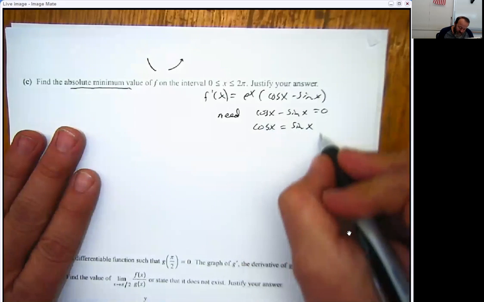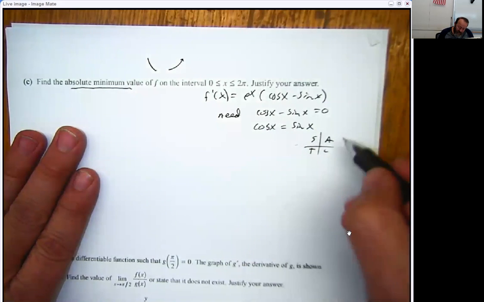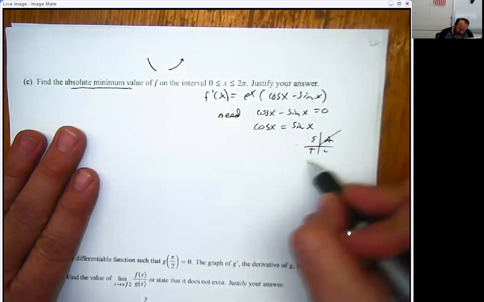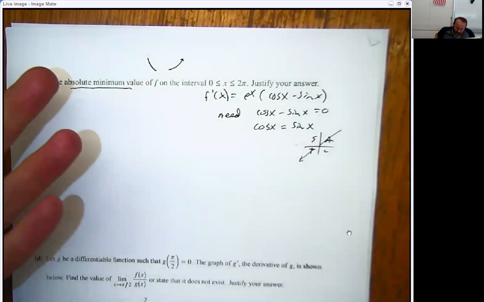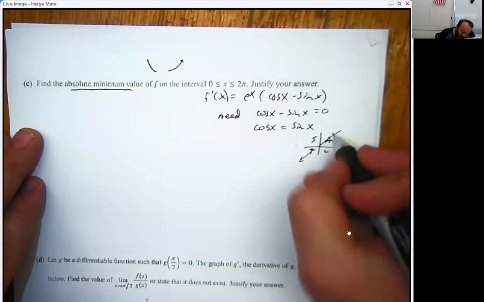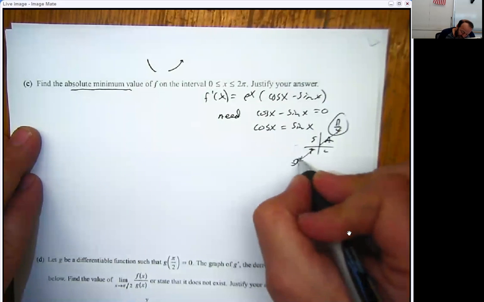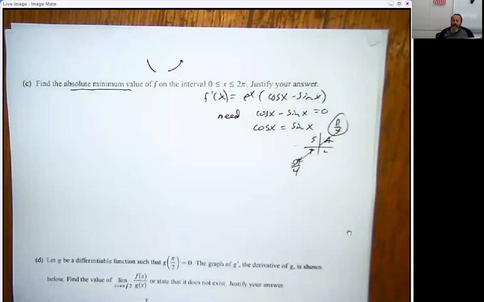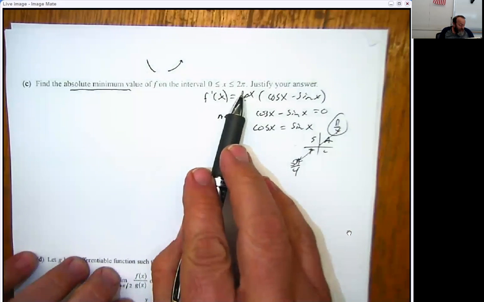Well, on the unit circle, the only place where the sine and the cosine are the same is in the first quadrant and the third quadrant, and the place where they're the same is in that isosceles triangle, the 45, 45, 90. So we're going to check pi over 4 as a possible answer, 5 pi over 4 as a possible answer, 0 as a possible answer because it's an endpoint, and 2 pi.